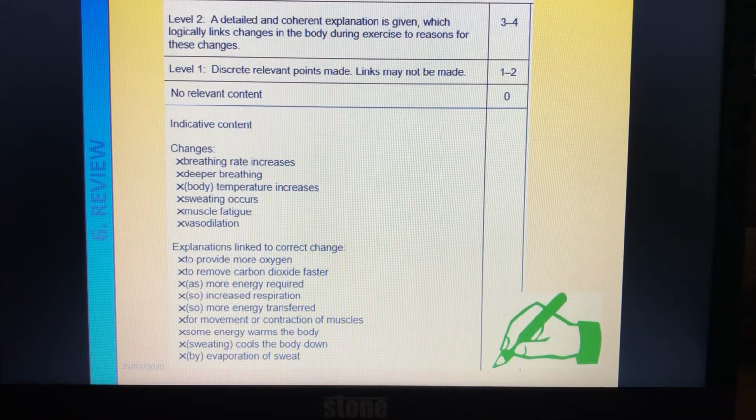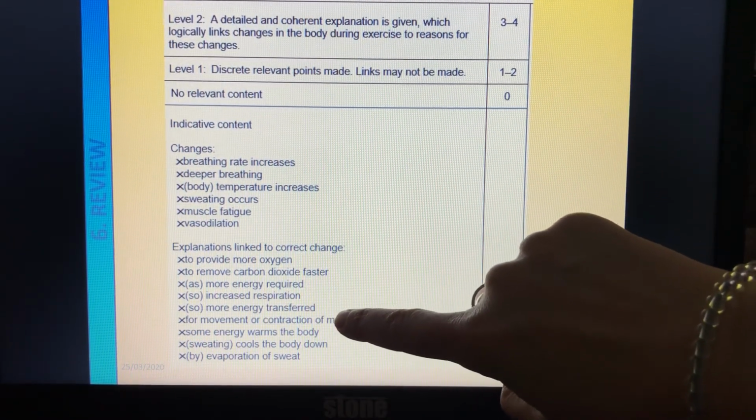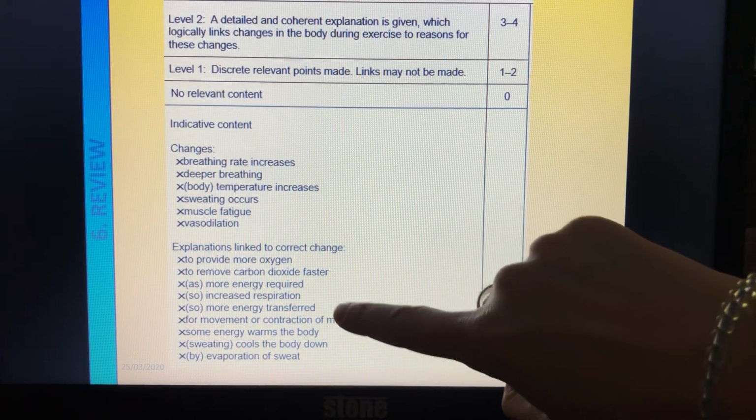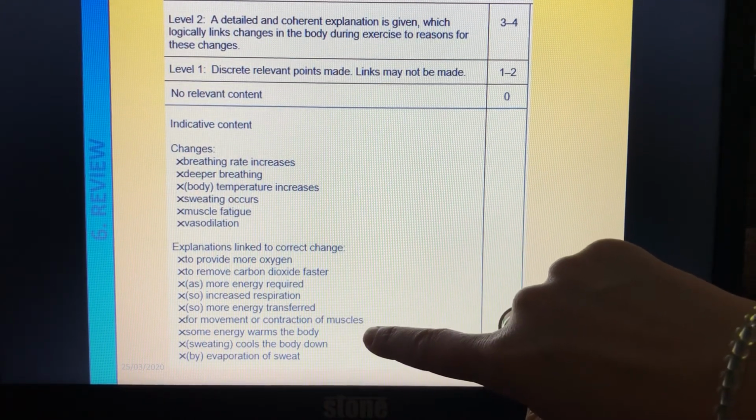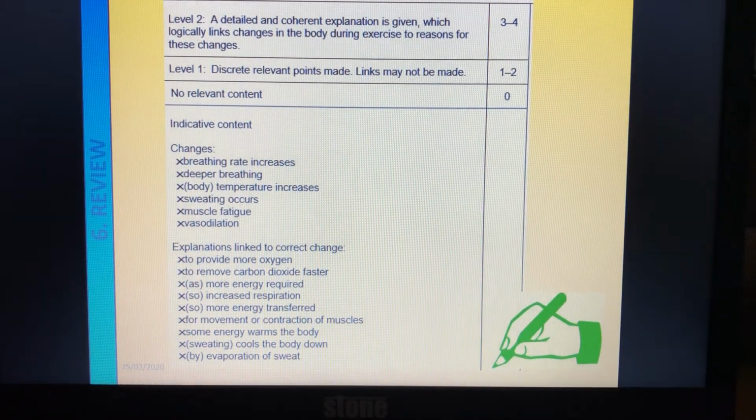And actually that would be enough for your 4 marks, but we could also talk about the increase in oxygen is to increase respiration for more energy, because more energy was transferred to the muscles. We've also got muscle fatigue, which is where it's different from lactic acid.